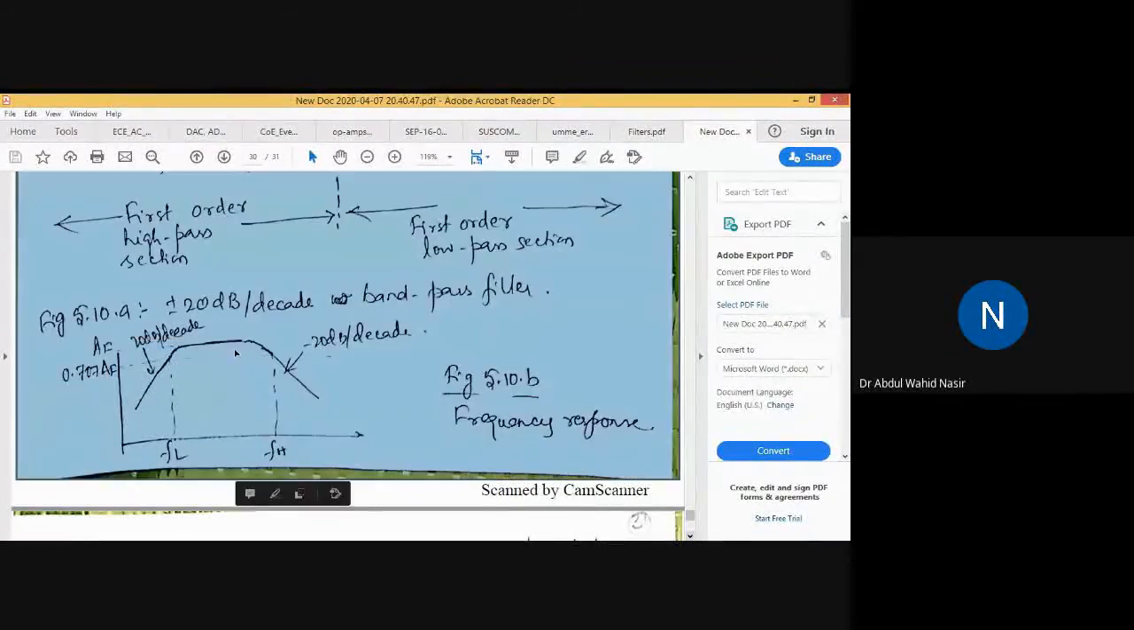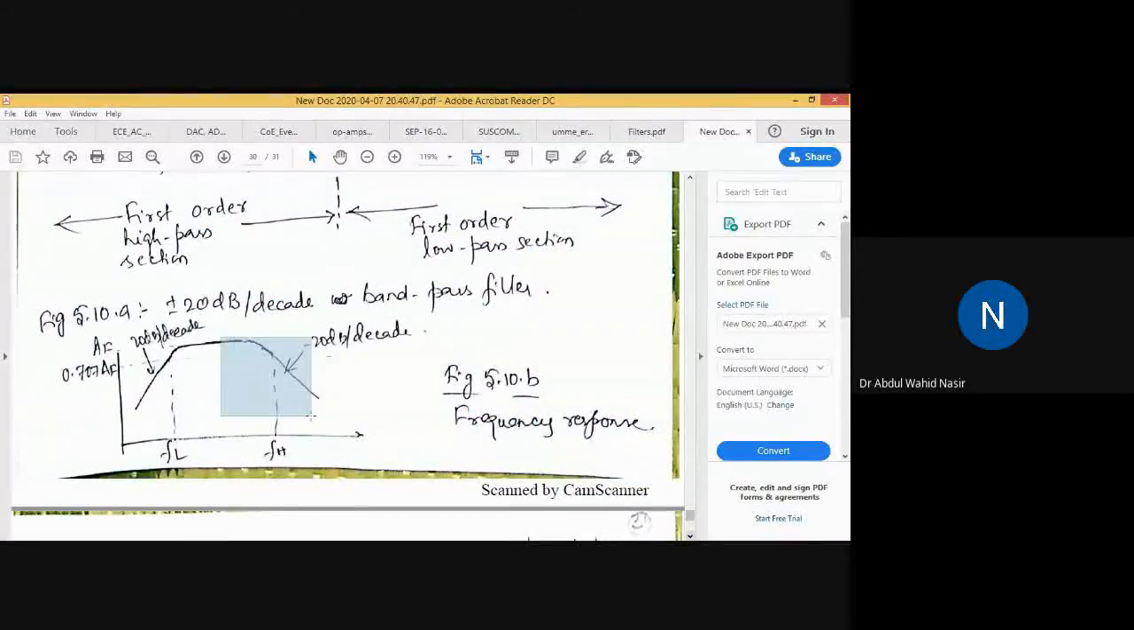Now if you choose the second half, you can consider that it is acting as a low pass filter. Clear? Where it is only allowing a signal to pass which is less than FH. It is not allowing a signal to pass which has a frequency greater than FH. So this second half is actually nothing but a low pass filter.